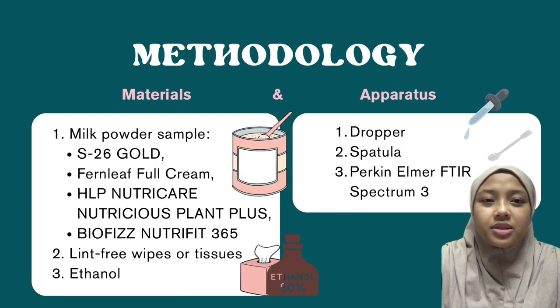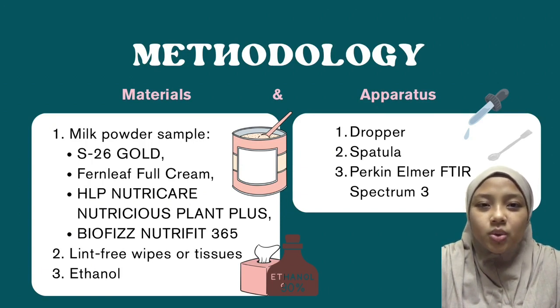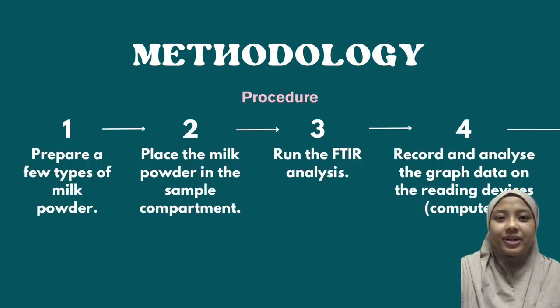Materials used in this experiment are milk powder samples, lint-free tissues or wipes, and ethanol. The milk samples we use are S26 Co-friendly Full Cream, HLP Nutrica Nutritious 10 Plus, and Biofeast NutriFit 365. Next is apparatus. The apparatus we use are dropper, spatula, and Perkin Elmer FTIR Spectrum 3. So next part is procedure.